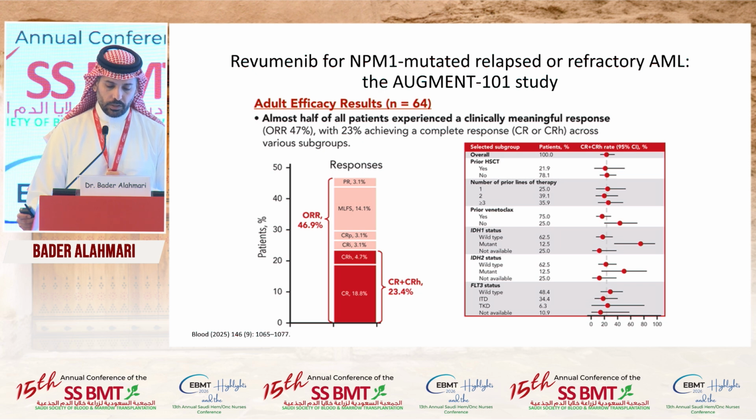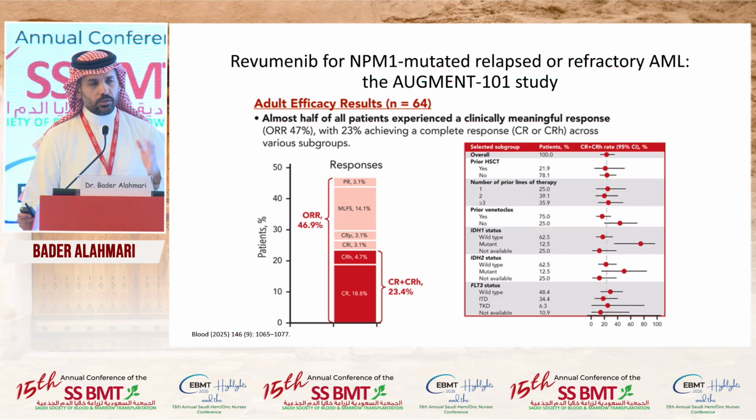Within this population, around 70% of patients have prior transplant, 1/3 of patients have 3 or more lines of therapy, and 70% are a venetoclax exposed population. IDH1 and IDH2 populations were within this set of patients. FLT3 ITD, around 1/3 of patients. And speaking about response, they were equal. However, patients with IDH1 and IDH2 show the better responders.